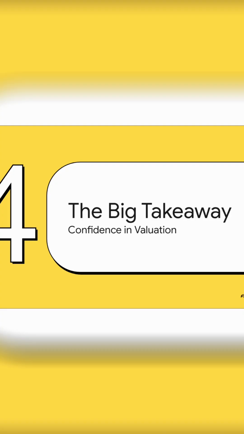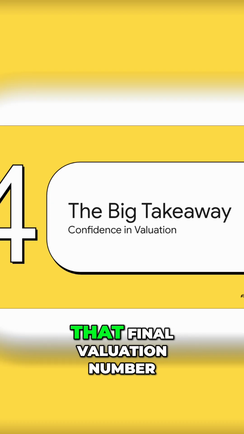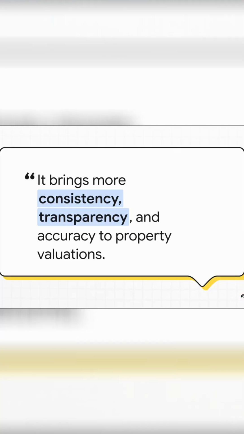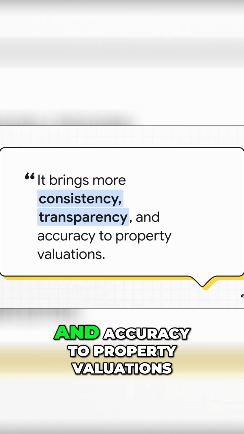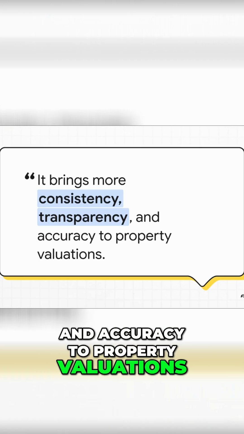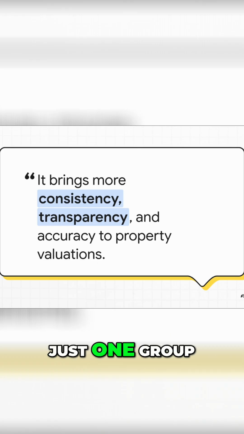So let's move to our final section, the big takeaway. If we boil all of this down to one single central idea, it's this: building more confidence in that final valuation number. Ultimately, the whole point here is to bring more consistency, transparency, and accuracy to property valuations. See, this isn't about helping just one group. It's a fundamental shift designed to make that final number more reliable and trustworthy for every single person involved.